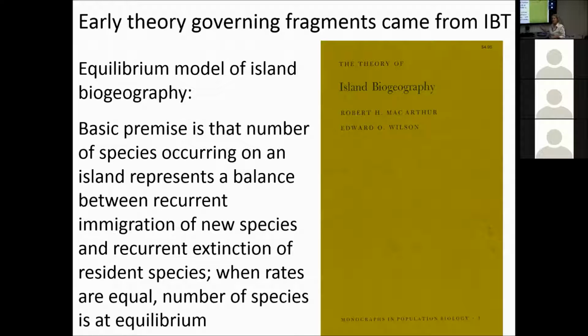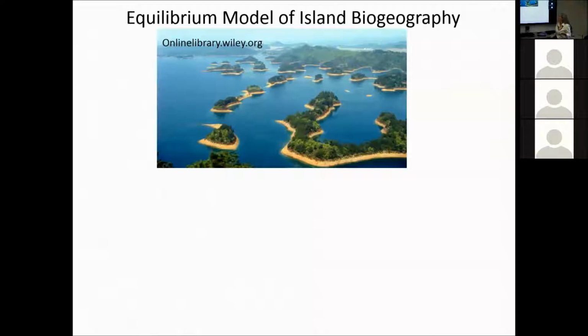And really the basis of a lot of the early theory that went into fragmentation studies could be traced back to MacArthur and Wilson's theory of island biogeography, which was the basic premise that the number of species that occur on an island represented this balance between species that arrive to the island and species that might go extinct from the island for a variety of different reasons. And when the rates are equal, then the number of species is in equilibrium.